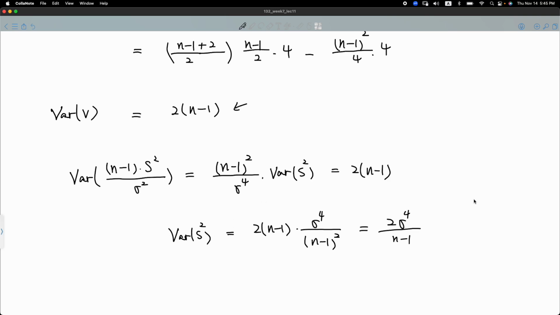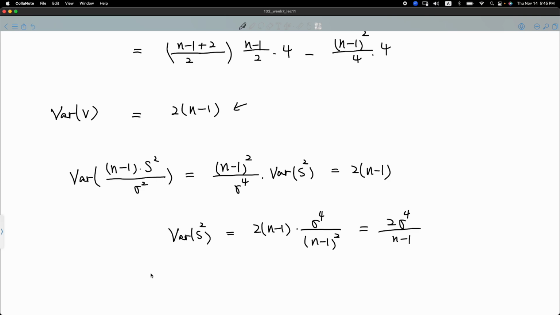Okay, so that is the variance of S squared. Later, we will calculate the Cramer-Rao lower bound through the Fisher information. Then we want to compare the variance of S squared with the Cramer-Rao lower bound. If they are equal, then it's efficient. If they're not equal, then it's not an efficient estimator. Okay, any question up to this point?